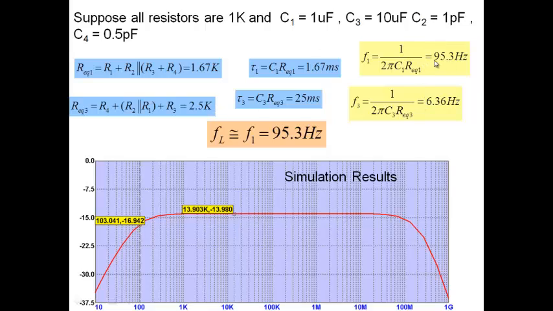If, on the other hand, this had been 10 or so, then for F1 and F3 what I would have done is sum up. I would have added up F1 and F3, and I would have said that's the frequency. Even now I can add up. If I add 95 and 6, I get 101, which is fairly close to this one. So if you want to do a more accurate analysis, all you do is determine the frequency due to each one of those capacitors and just sum up F1 plus F3. And that's your estimate for the 3 dB frequency.